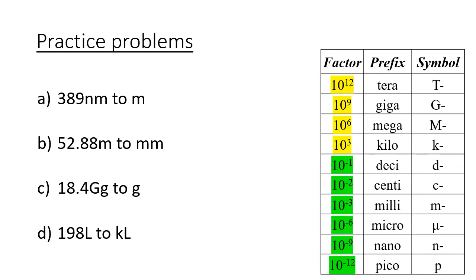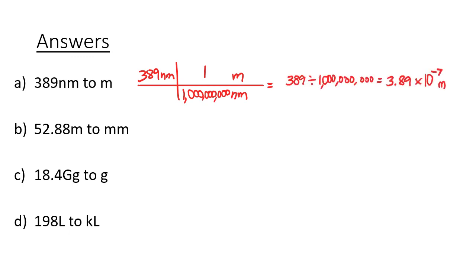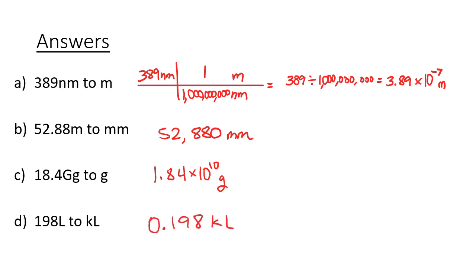Okay, welcome back. I'm going to actually show you the final answer just to make sure you're on the right track. So here are the answers. I have 3.89 times 10 to the negative 7, 52,880 millimeters, 1.84 times 10 to the 10th gram, and I have 0.198 kiloliters.